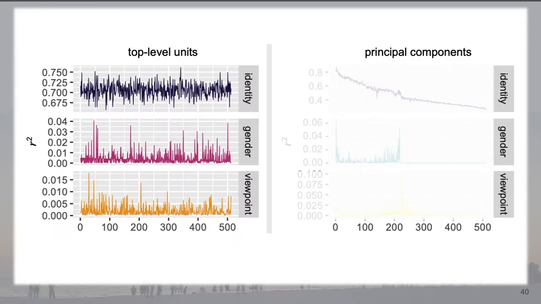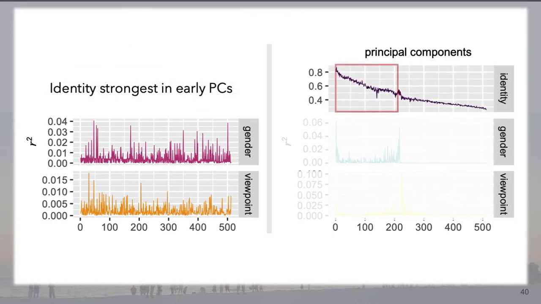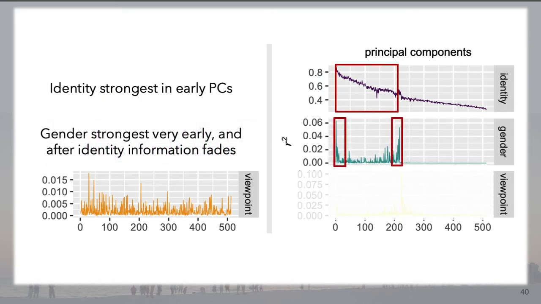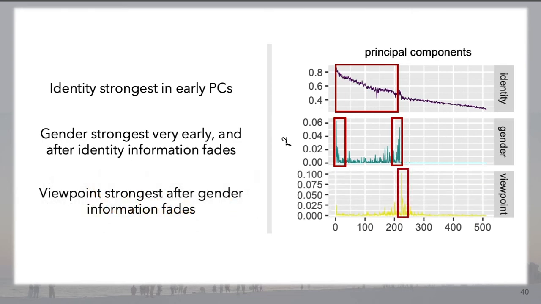So previously in the unit space, we saw the graphs on the left. On the right, we see the effect sizes in the principal component space. These show strong differentiation by identity, gender, and viewpoint. Identity information dominates in the early principal components. Gender information is strong both in the early principal components and about halfway through the PCs. And viewpoint dominates after the gender information fades away.